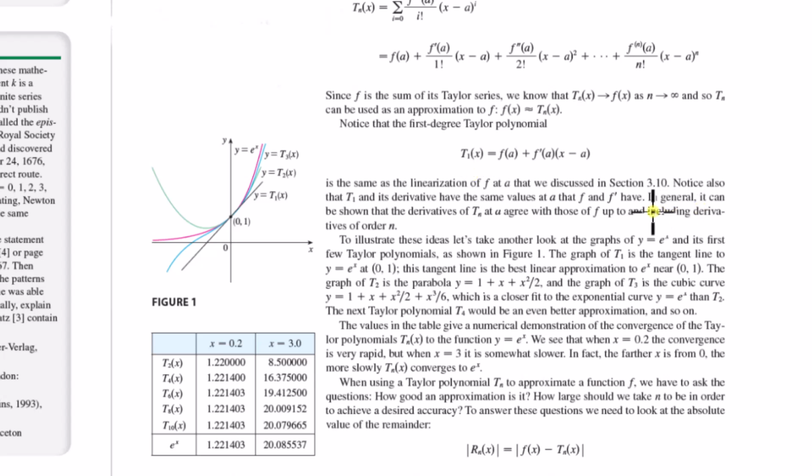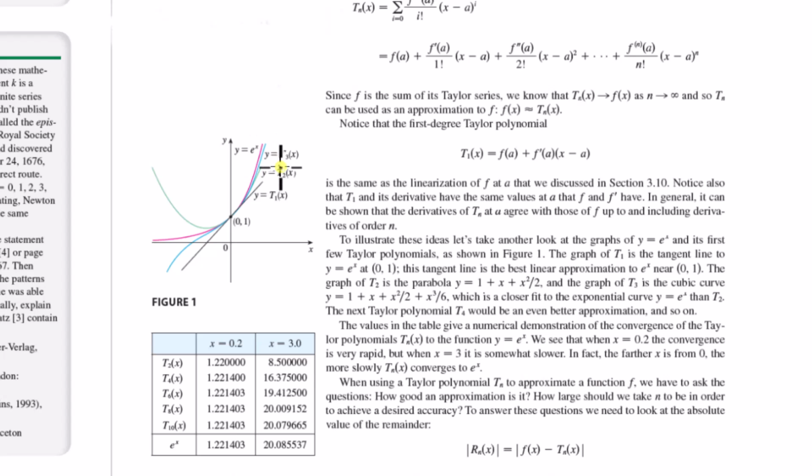In general, it can be shown that the derivatives of t sub n at a agree with those of the function up to and including the derivatives of order n. So that's another way of looking at the meaning of the Taylor series. We saw in the derivation of the Taylor series formula that that's how it worked. But for the Taylor polynomial, the more terms you use, the higher n, the more derivatives match up with the actual function when you plug in the center point.